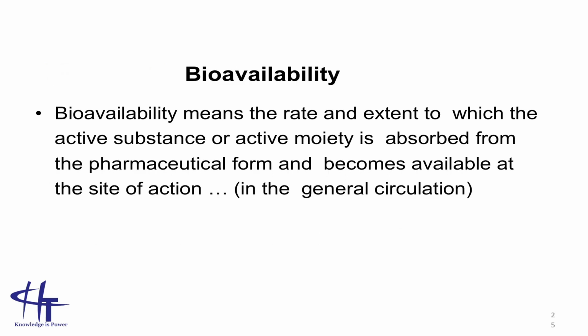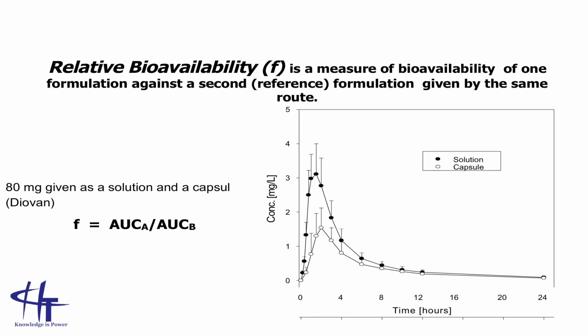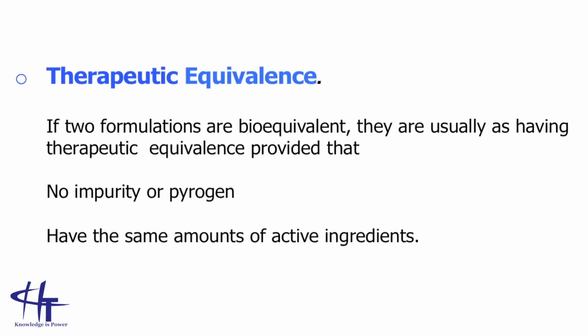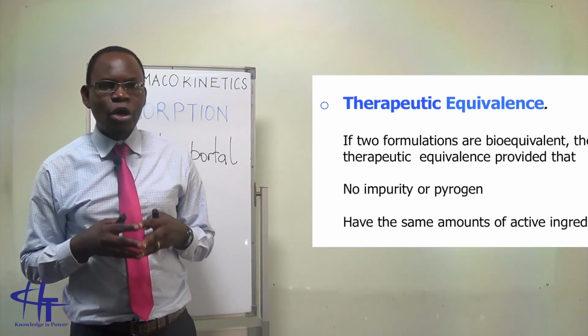And as we said earlier, we started with bioavailability. Of course, we defined it, and then we said that there are two types of bioavailability. We have the absolute, which we compare against the IV route, and then we talked about the relative. Here we are basically comparing two formulations that are given by the same route. And then we talked about bioequivalence, and then finally therapeutic equivalence. Now those are the terms that you'll find quite often used as far as absorption is concerned.